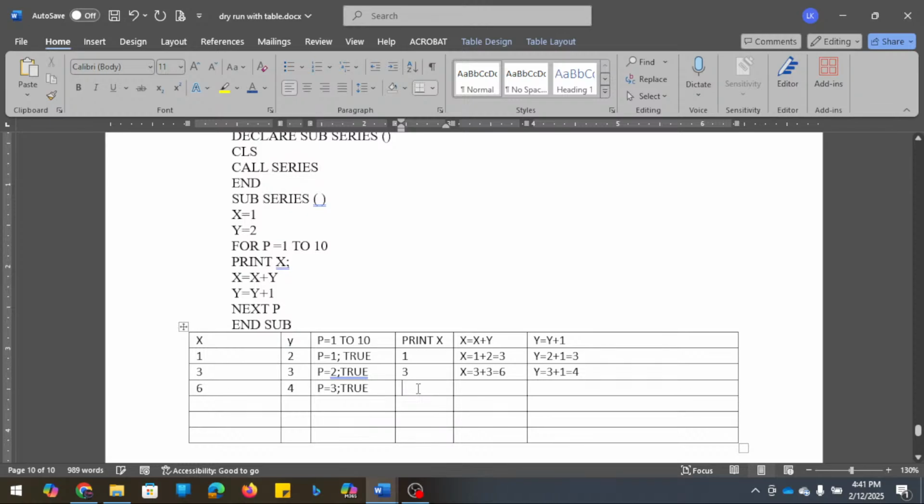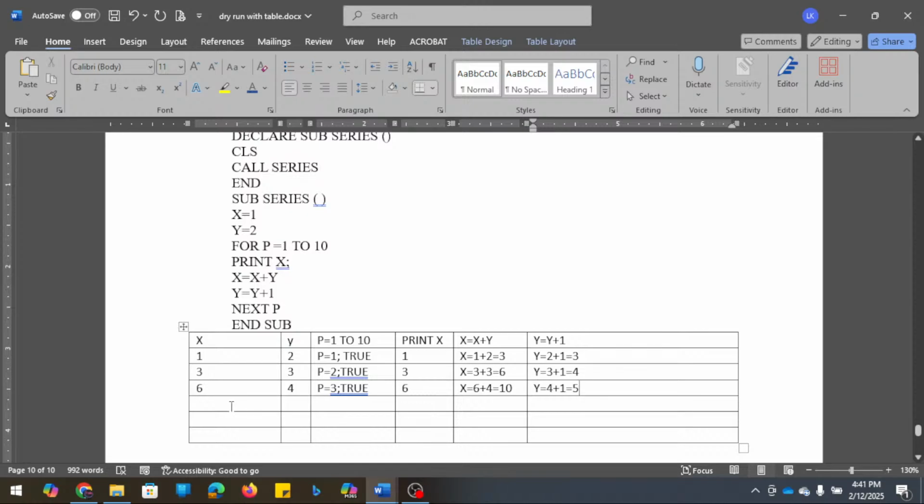So x is now 6. x equals x plus y: x is 6 plus y is 4, equals 10. What is the value of y? y equals y plus 1. So y is 4 plus 1, that is 5.